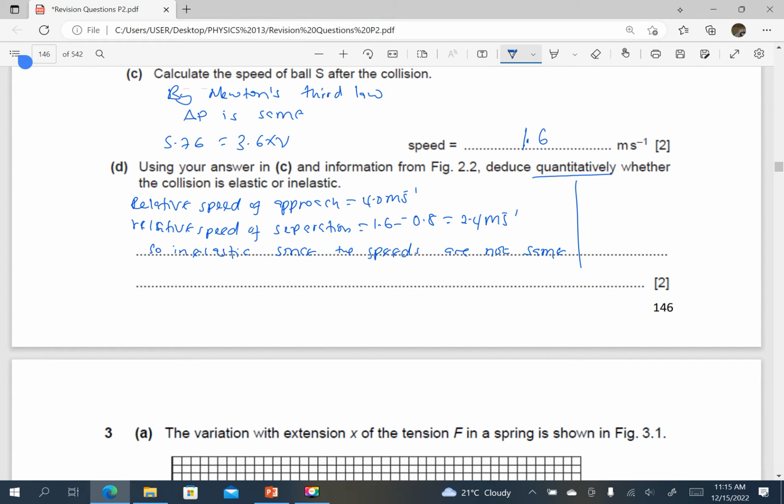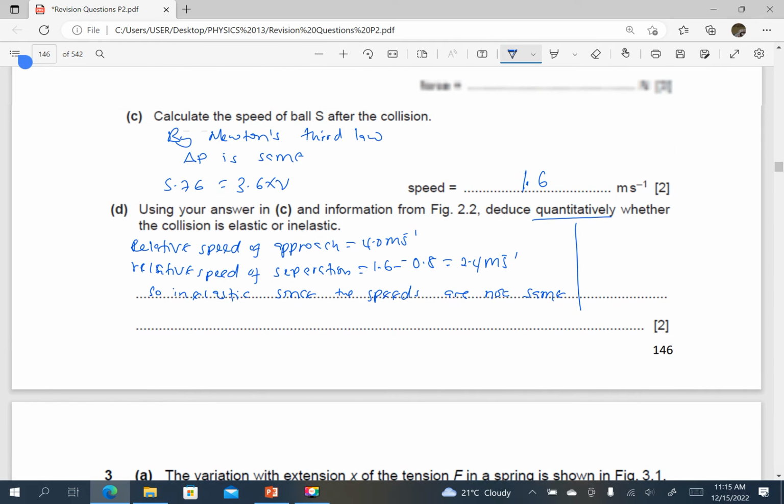Alternatively, you can find kinetic energy, total kinetic energy before collision. This is another alternative. Total kinetic energy before collision is going to be a half times the mass. It is ball B which was moving. The mass was 1.2 times its speed, which is 4. Check. It is 4 squared. So 4 squared times 1.2 divided by 2. So initial kinetic energy before collision is 9.6 joules.